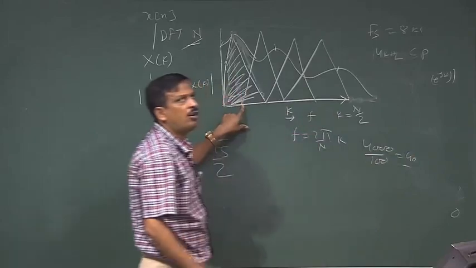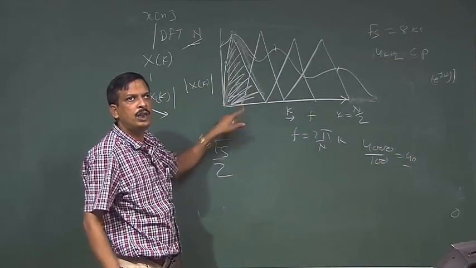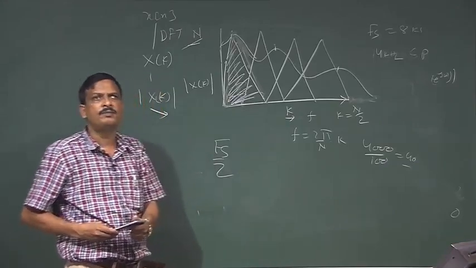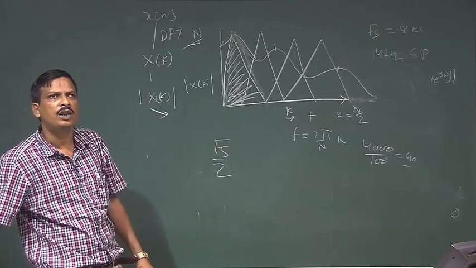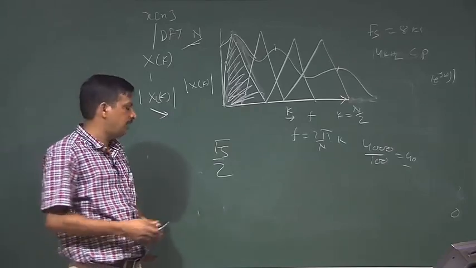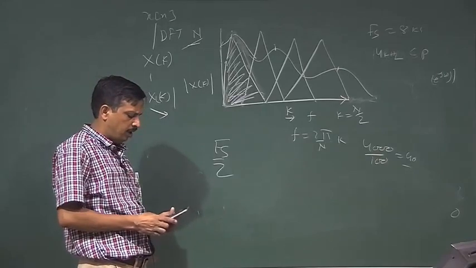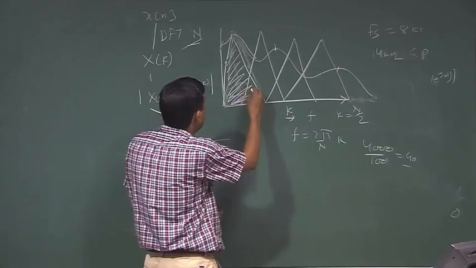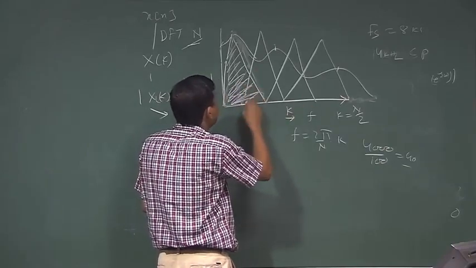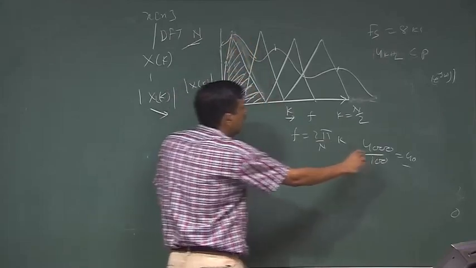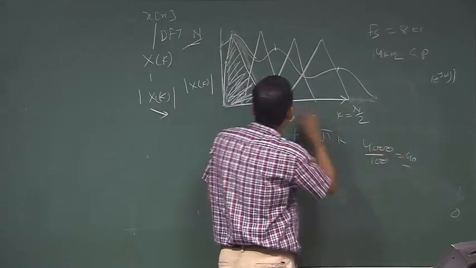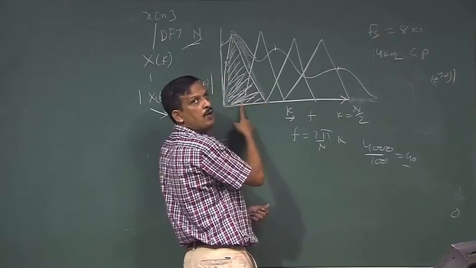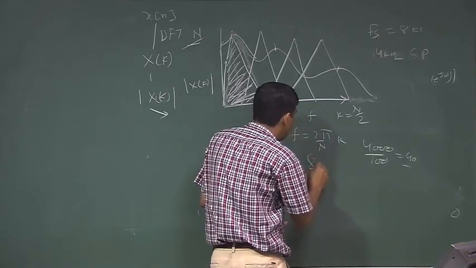Now, if it is 50% overlap, then I can easily find out how many filters are required. Once I know how many filters are required, then instead of designing the filter at every k, let us take the 40 filters. If it is 50% overlap, how many will there be? 50% overlap means instead of shifting 100 hertz, I am shifting 50 hertz. Okay. So, I can say 80 filters are required.